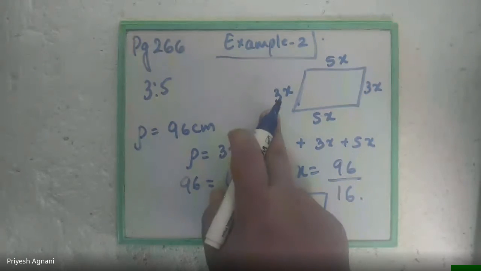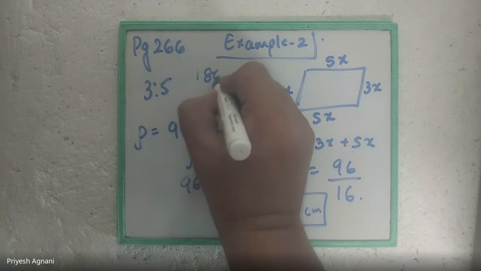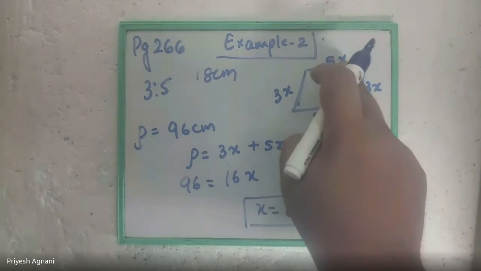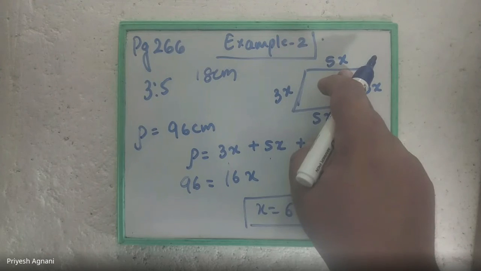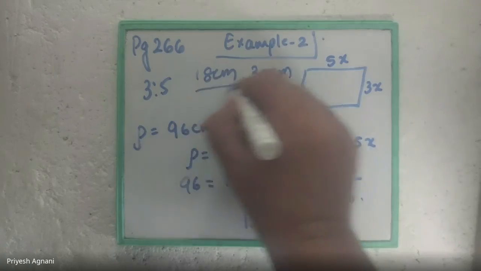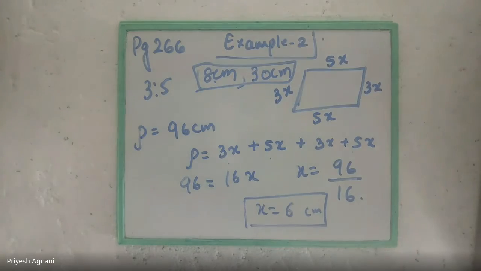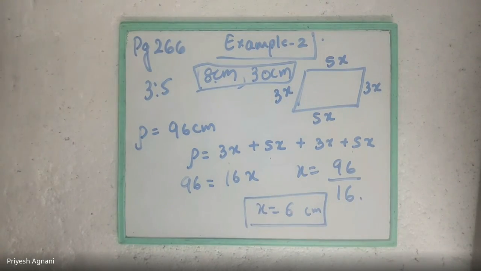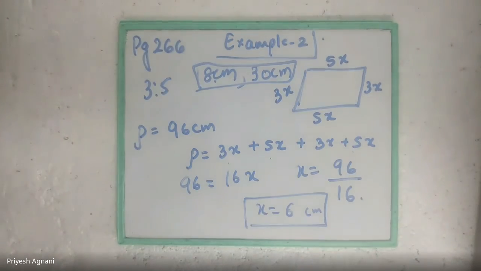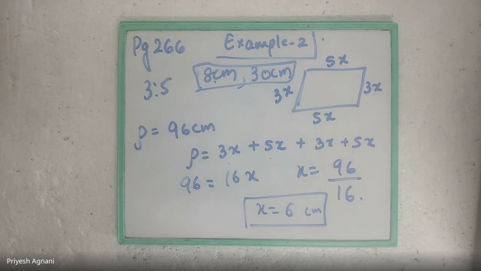यहाँ पे तो 3x है, तो 3 6 are 18. तो ये हो जाएगा 18 सेंटीमीटर और यहाँ पे हो जाएगा 5 इंटू एक्स, तो 5 6 are 30 सेंटीमीटर और दूसरा हो जाएगा 30 सेंटीमीटर. दिस विल बी योर आंसर, 18 and 30. Please write it down. I want everyone to write it down.